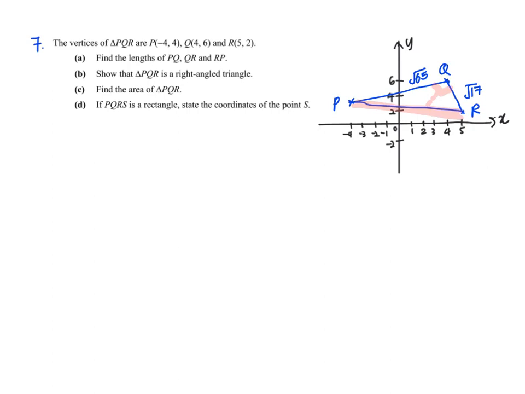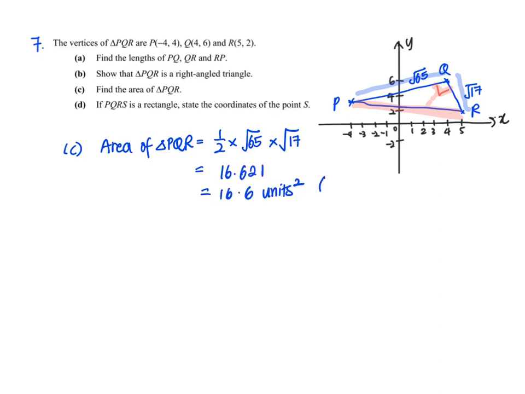If this is the 90 degree, how can we find the area of this triangle? Area of triangle will now be half times base times height. Where will be the base? This will be the base. And where's the height? This will be the height. So area of triangle for part C. Area of triangle PQR will be half times base times the perpendicular height. And that will give us 16.6 units square to 3 significant figures.